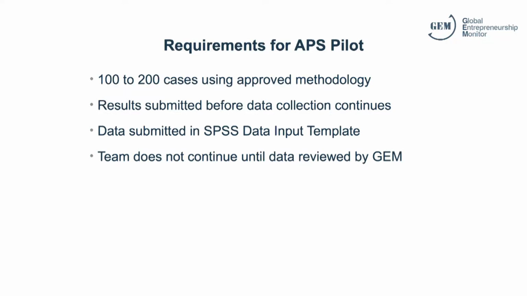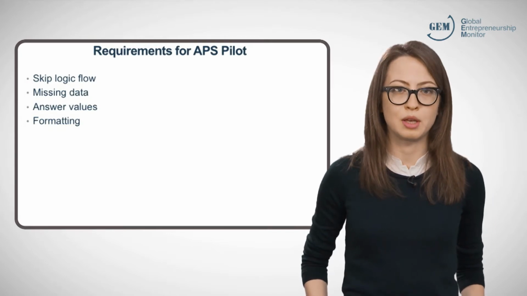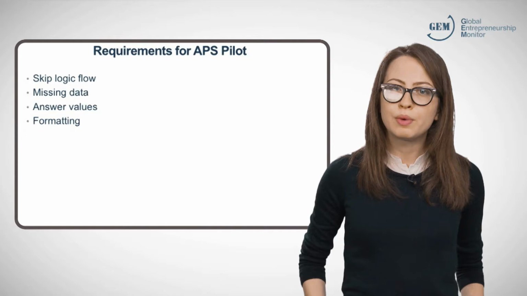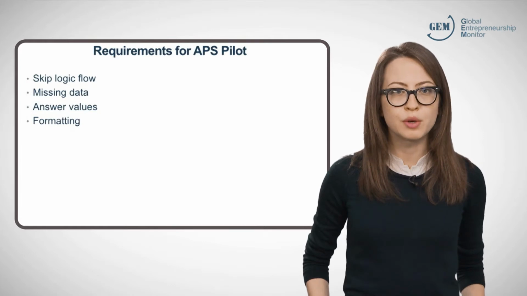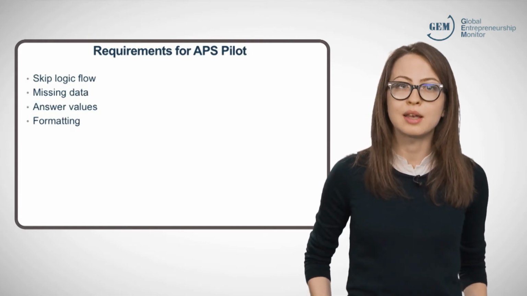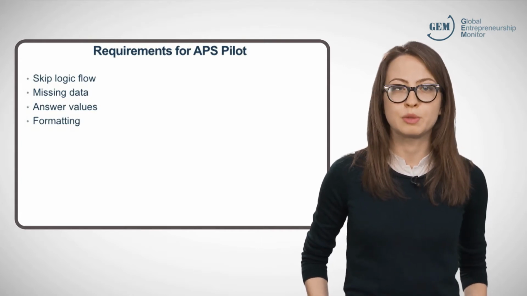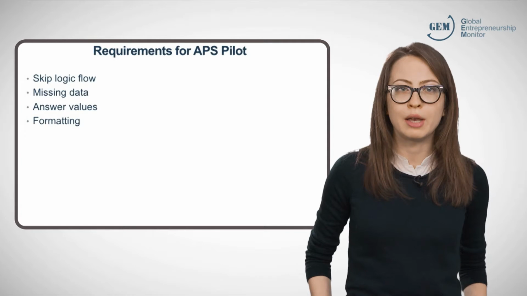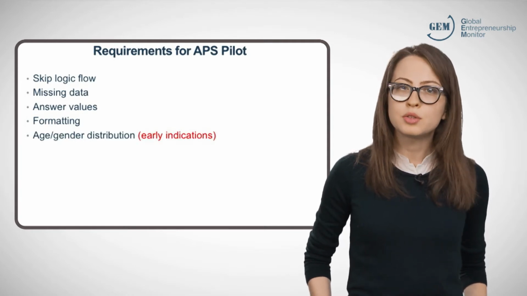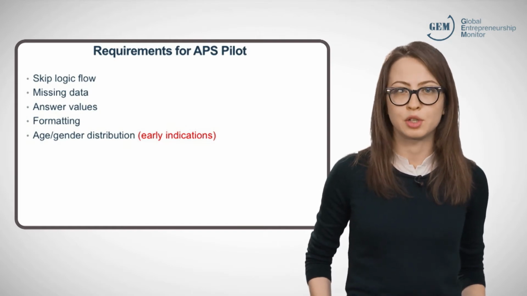Once the pilot results are submitted, the national team must wait for feedback from GEM before continuing with any more data collection. The data team will review your pilot results as quickly as possible, usually in 1 to 3 days. We will run the same quality checks that we do on all submitted APS datasets. This includes checking that the skip logic flow is working correctly, meaning that all questions were asked and to the right respondents, that the answer values are all correctly recorded, meaning that if a question requires a response between 1 and 100, for example, there are no answers outside of that range, and looking at all other minor and major formatting issues. We will also check the age-gender distribution to compare it to the ideal sample that we would expect based on the national population.